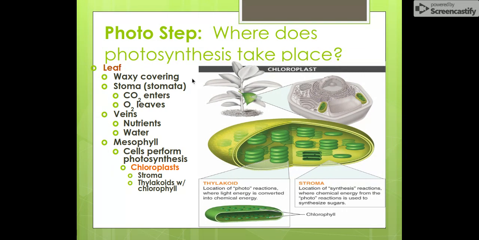Okay, a couple other things that this slide's going to talk about here. We've got the stoma. These are openings in the bottoms of leaves for gas exchange. So they're going to pull carbon dioxide in for photosynthesis, and then they're going to get rid of the oxygen that is produced. Then we've got veins in leaves that are going to pull up various nutrients and also the water that we need for photosynthesis.